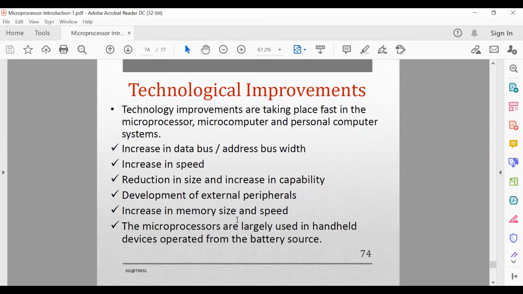Okay. Next is that microprocessors are largely used in handheld devices operated from the battery source, and this has resulted in research on the reduction of power consumption in microprocessor chips. So as power consumption is reduced, these devices work for more time once the batteries are fully charged. Okay. There are many devices operating at 3.3 volt or even lower voltages and have low power consumptions. So these are the technological improvements.